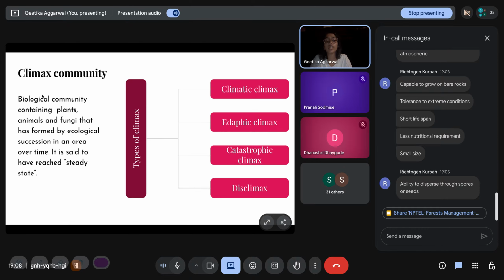And then there's something called a disclimax, which means that this kind of climax community is being controlled by some disturbance. For example, it could be a human disturbance, or a disturbance by cattle grazing or things like that, like animals or humans and different interactions, and that will cause a disclimax. So there are four kinds of climax communities.